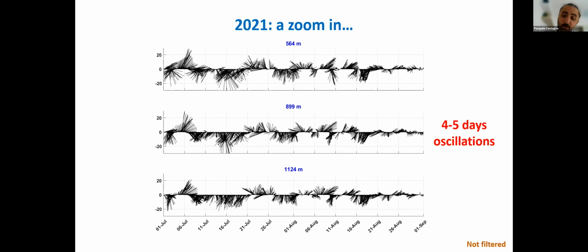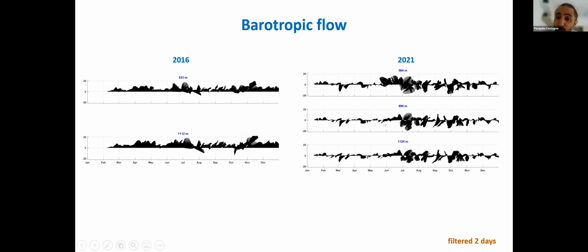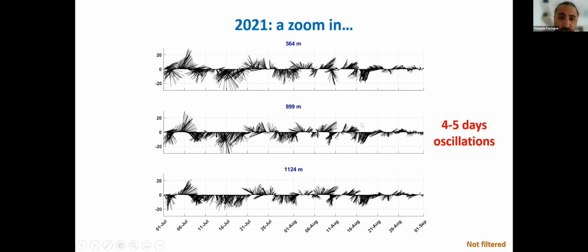So we can say that we have a kind of barotropic flow in Terra Nova Bay, at least from 500 meters to 1100 meters. So we did a zoom in on Mooring D for just July and August, and you can see these data are not filtered, and there is a lot of oscillation here that is very similar from 500 meters to 1100 meters.